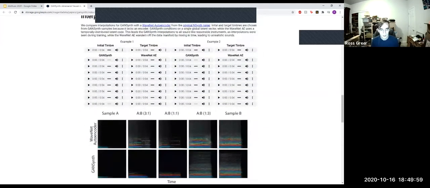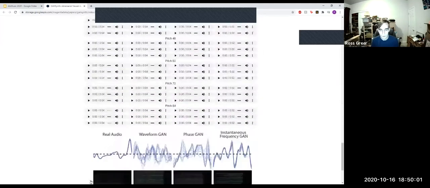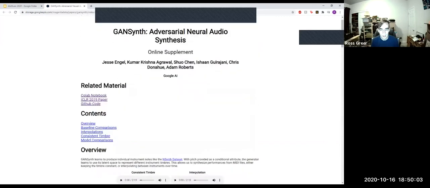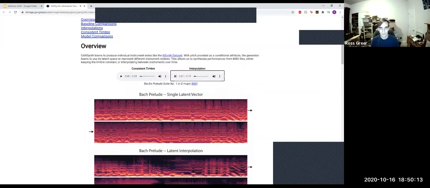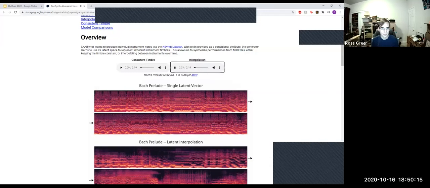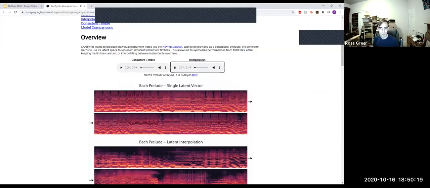So let's listen now to the most beautiful example of this working. Here we go. This is going to be fully constructed using instruments that don't actually exist. And as the model progresses, it's going to change which timbre we're listening to.